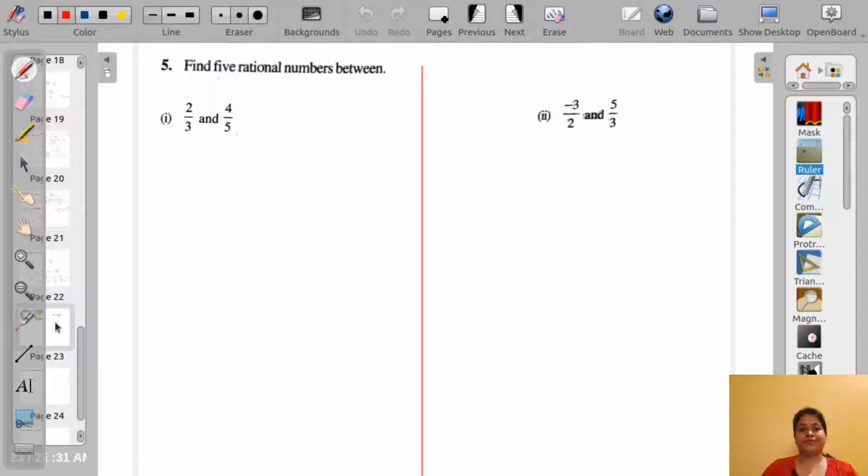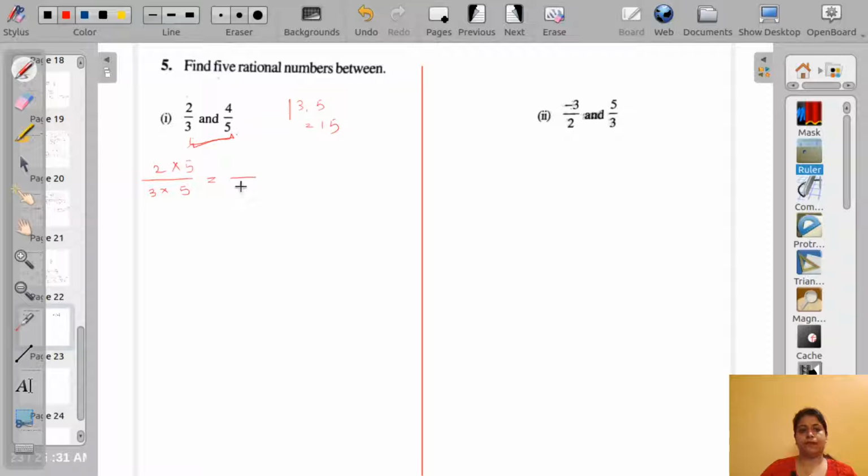Find 5 rational numbers between 2 by 3 and 4 by 5. So the LCM of 3 and 5 is what? 15. Okay. That means we have to convert the denominator to 15.